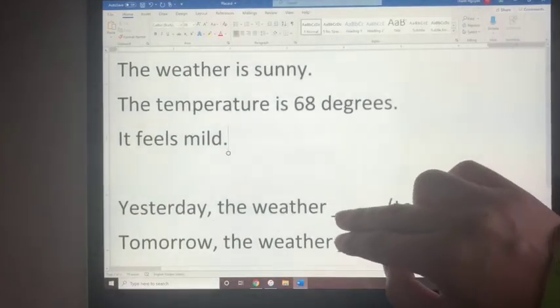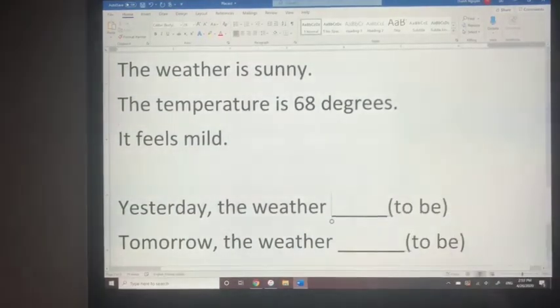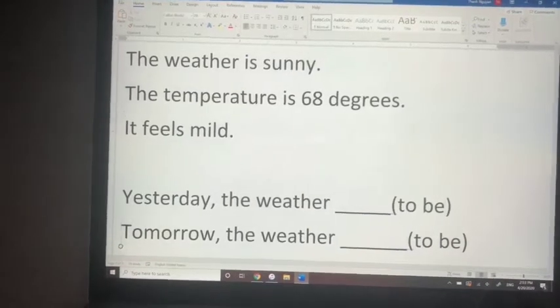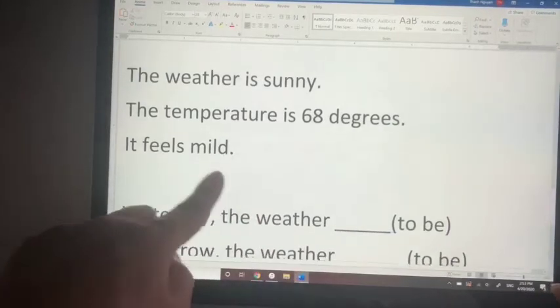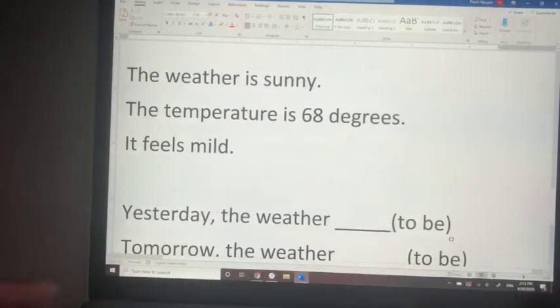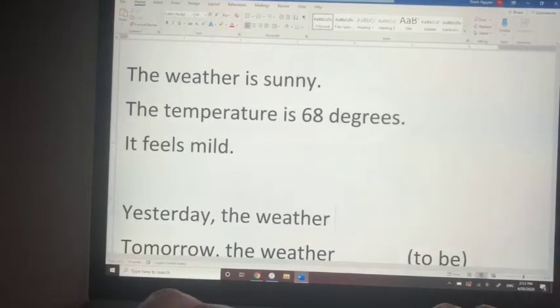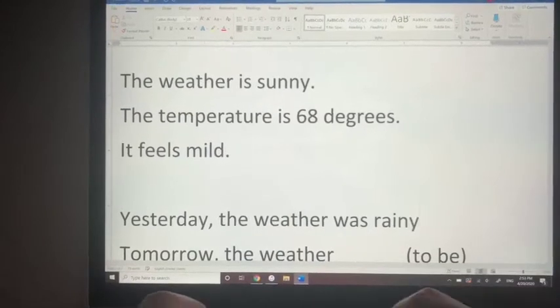Okay, let's talk about yesterday. When we're talking about yesterday, we're talking about the past. So, what is the past of "to be" for this? Normally we would say, today the weather is. What's the past tense of is? We say yesterday the weather was. Yesterday the weather was rainy.